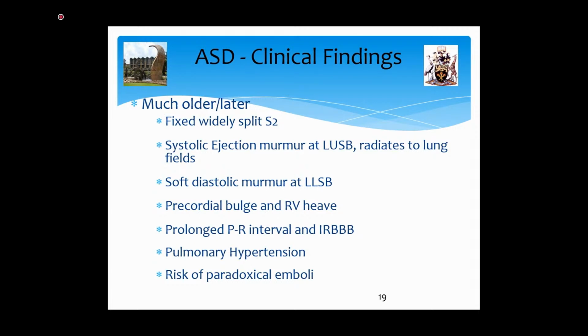You may have a precordial bulge and right ventricular heave because of that volume, or a prolonged PR interval and incomplete right bundle branch block. That's what I've written as IRBBB. As they grow older, with increased volume and remodeling, pulmonary hypertension develops, and we've talked about the risk of paradoxical emboli.